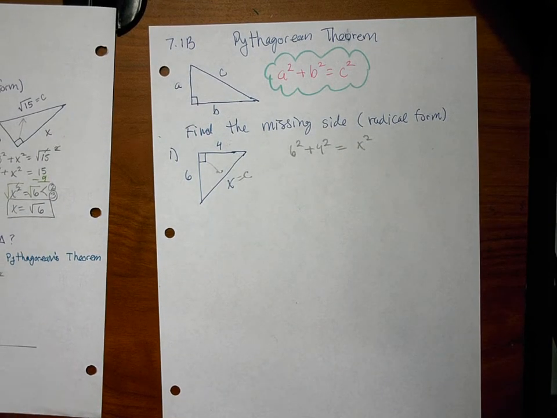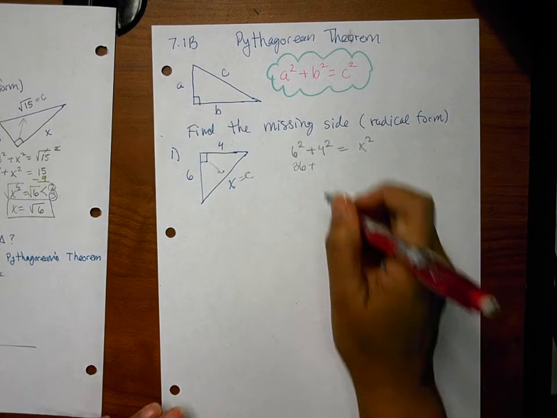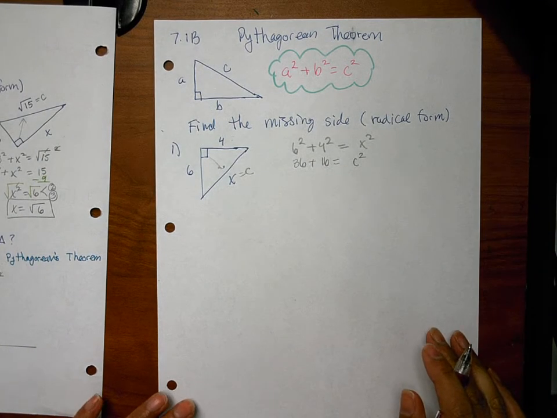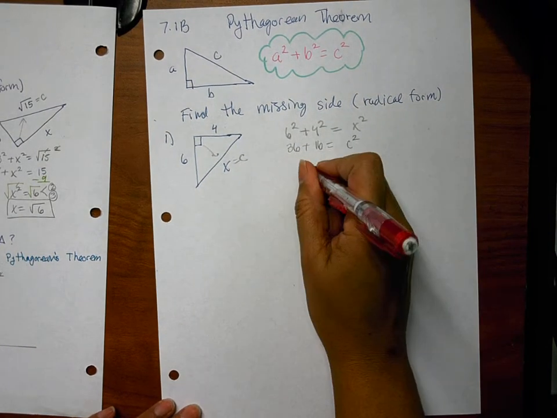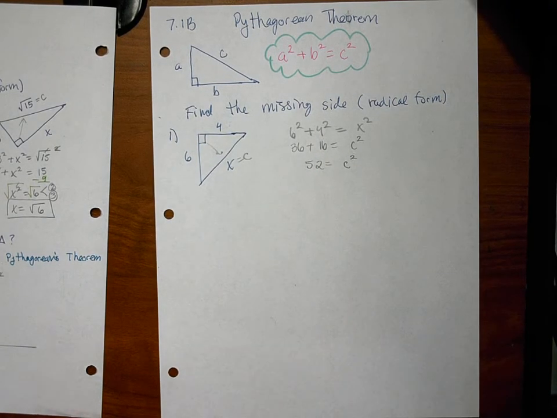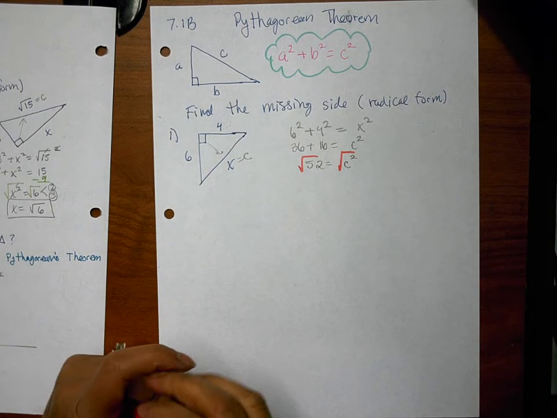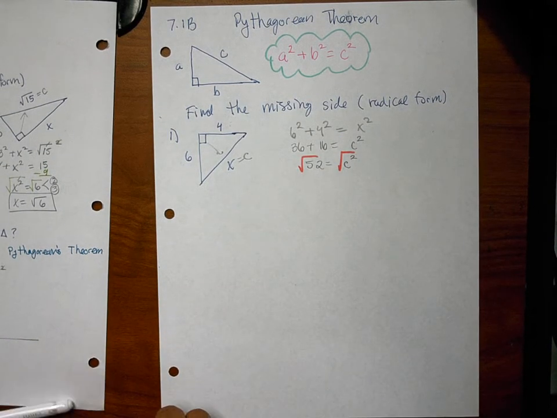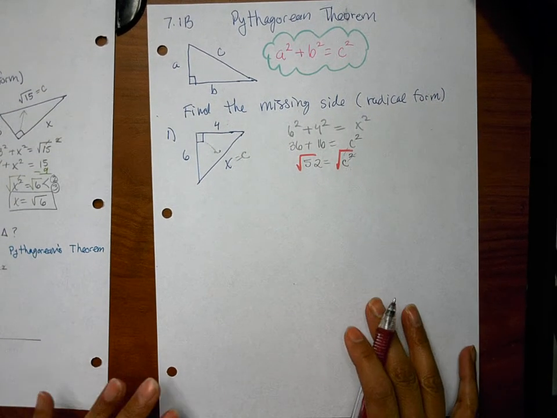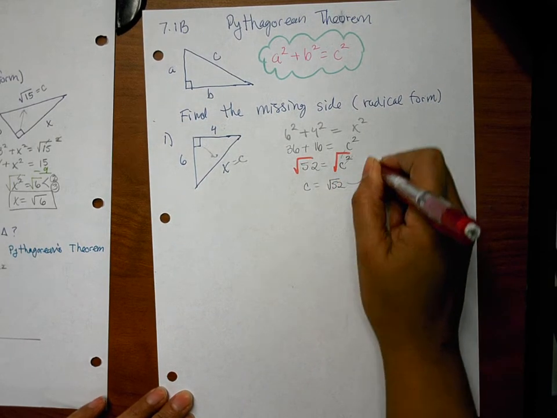And we're going to work it out. 6 squared is 36 plus 4 squared is 16 equals C squared. 36 plus 16 is 52. And you've learned this before. To undo a square, you square root. And that is because square roots and squares are inverse operations. They don't cancel each other out, they undo each other. All right, so I have C equals the square root of 52.